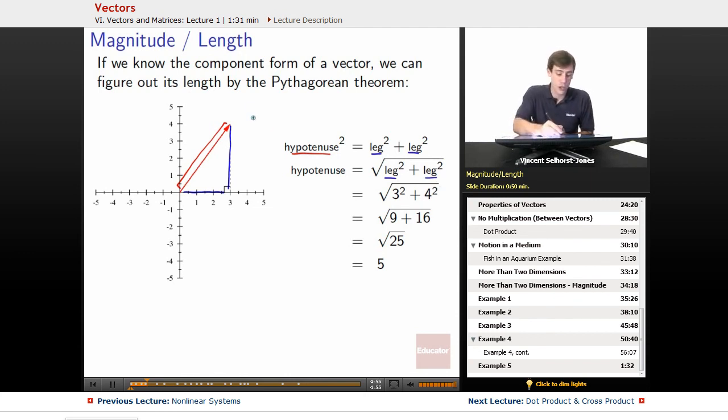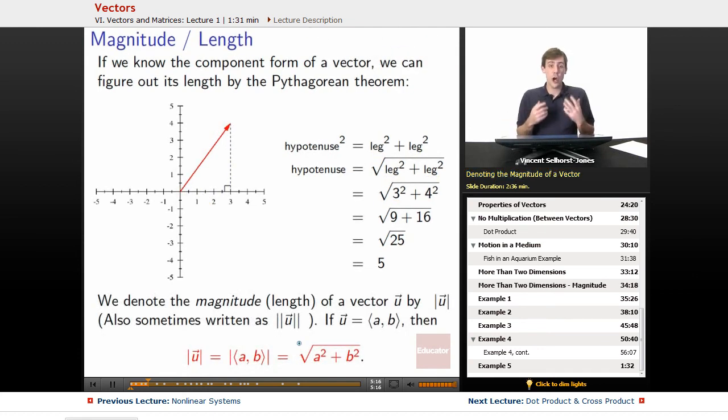In this case, we know that our vector is ⟨3, 4⟩. So one leg is 3, one leg is 4. We work this out: the square root of 3 squared plus 4 squared becomes the square root of 9 plus 16, the square root of 25, which gives us 5. So we see that the length of this vector is 5.